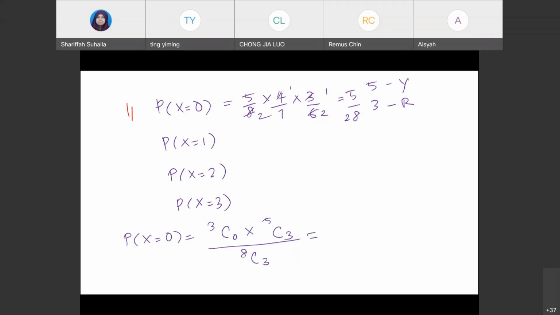In this case, if we put it in terms of probability fraction, I put this one in terms of 56. So you have 10 over 56.